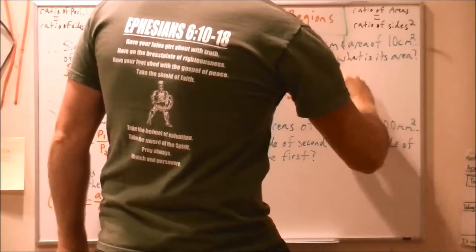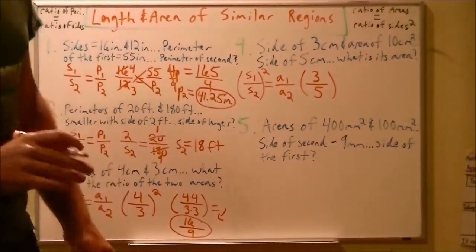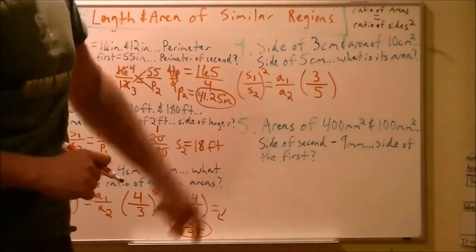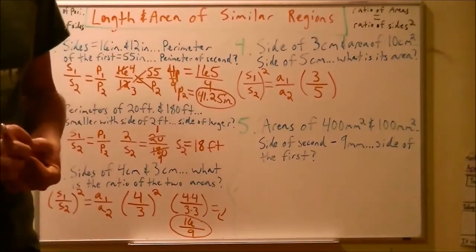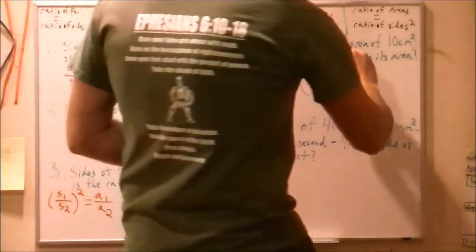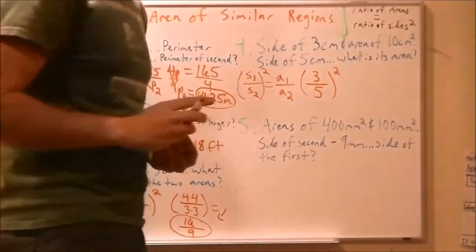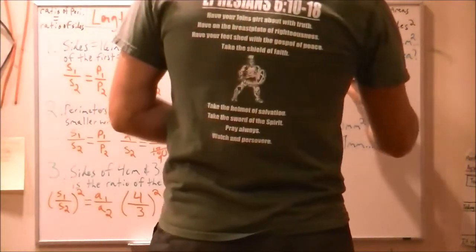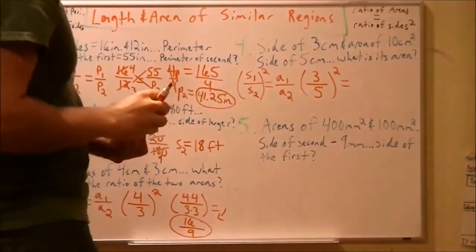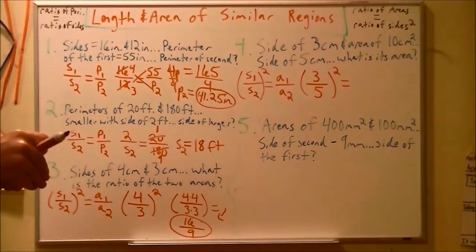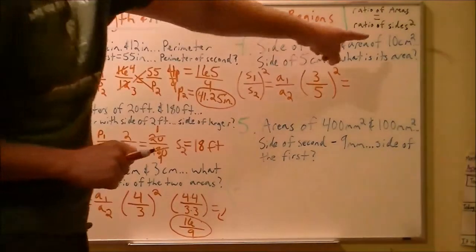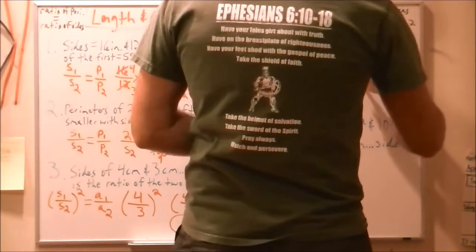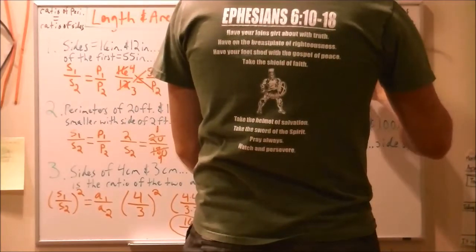Guys, don't forget this though, when we're not dealing with perimeter, now it's with area. And what do we do with our formula with that 3 over 5? We have to square it in order for it to be true of our area. And then that is going to be equal to, do we have an area for the first shape? We do. It's 10 centimeters squared. And so we're going to put that over here, 10.